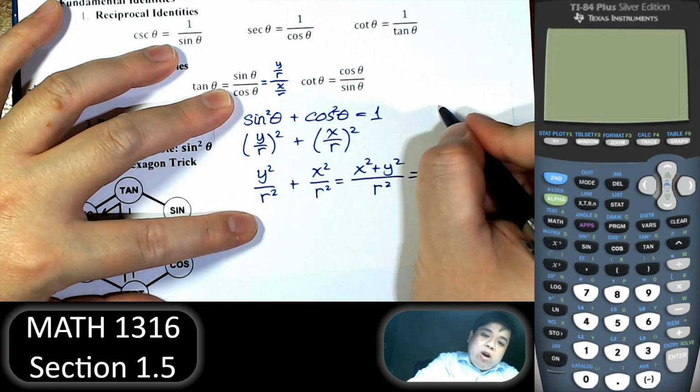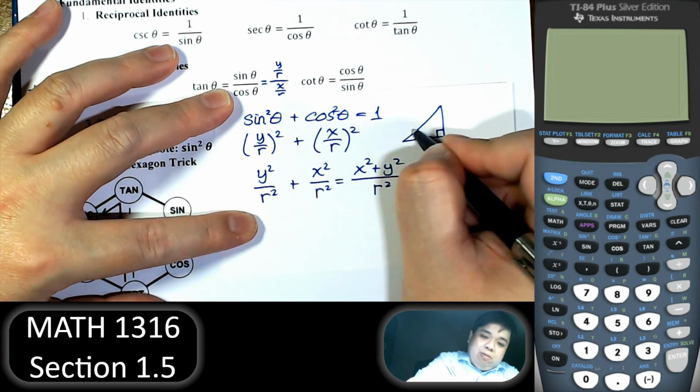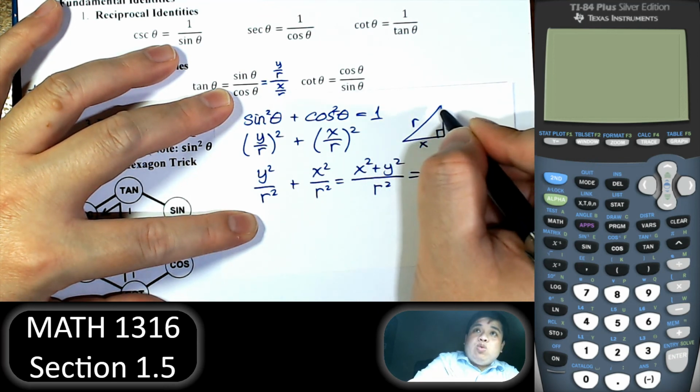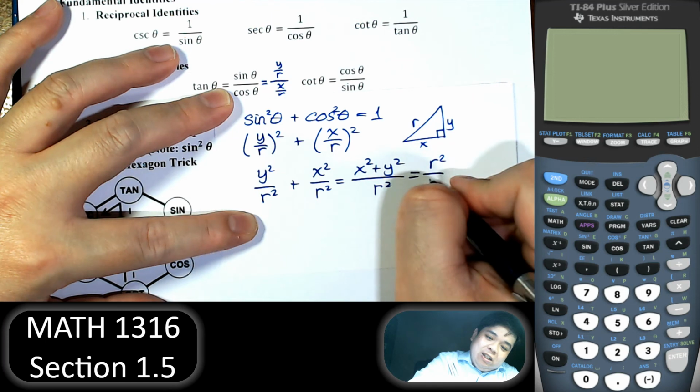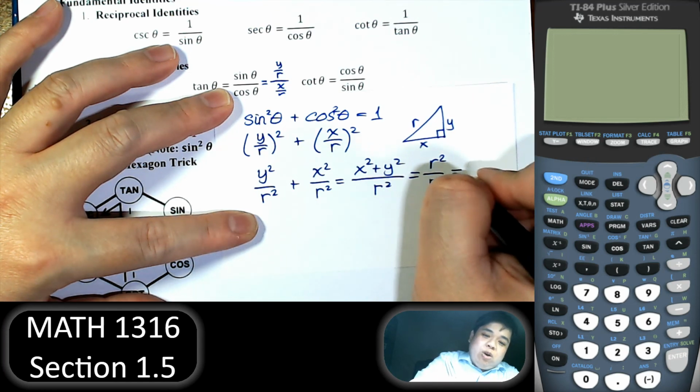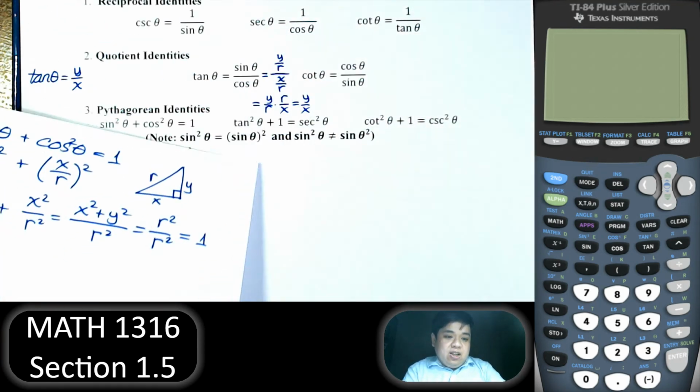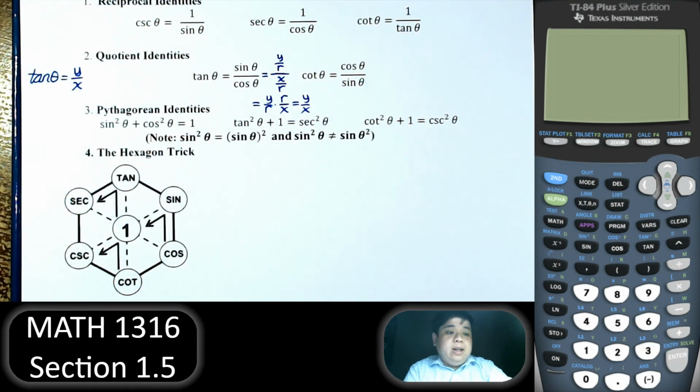X square plus y square, by the Pythagorean theorem, equals r square. So r square over r square is equal to 1. So that's why sine square plus cosine square is equal to 1. And then there are the other identities, which we'll prove similarly.